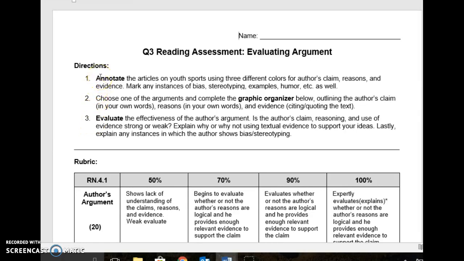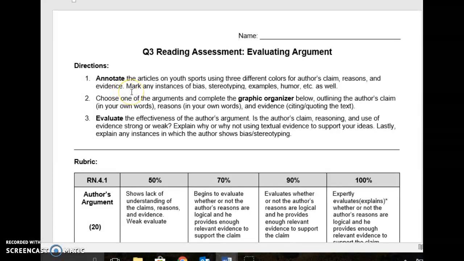The first step, you're going to be reading through 2 articles. They're 2 very short articles, and as you read them, you need to annotate them, just like we've been practicing in class. You're going to annotate the articles on youth sports using 3 different colors for 3 different things. 1 color for the author's claim, 1 color for the author's reasons, and 1 color for the author's evidence. Just like we do in class, please create a key for me that tells me what color represents what. So pink for claim, blue for reasons, and yellow for evidence. Whatever it might be, create that key for me up at the top of your article.